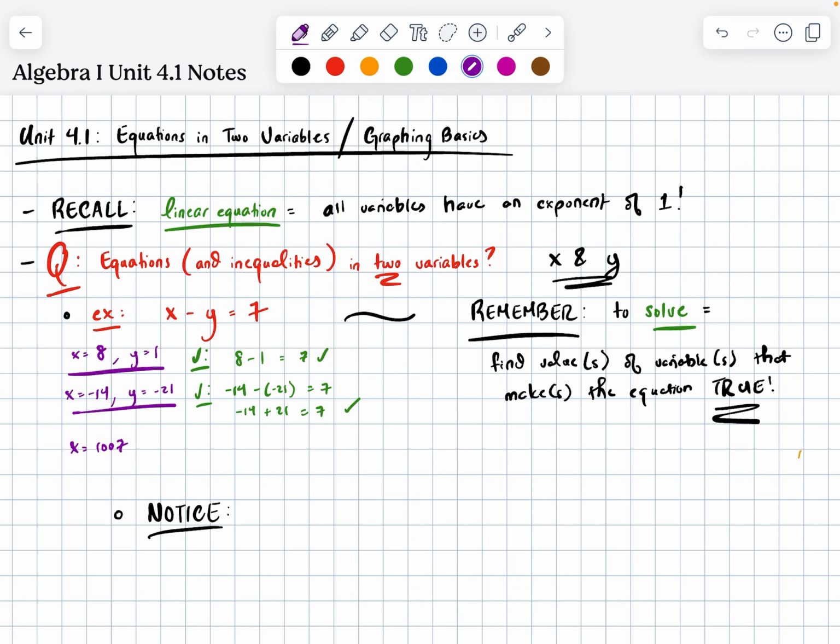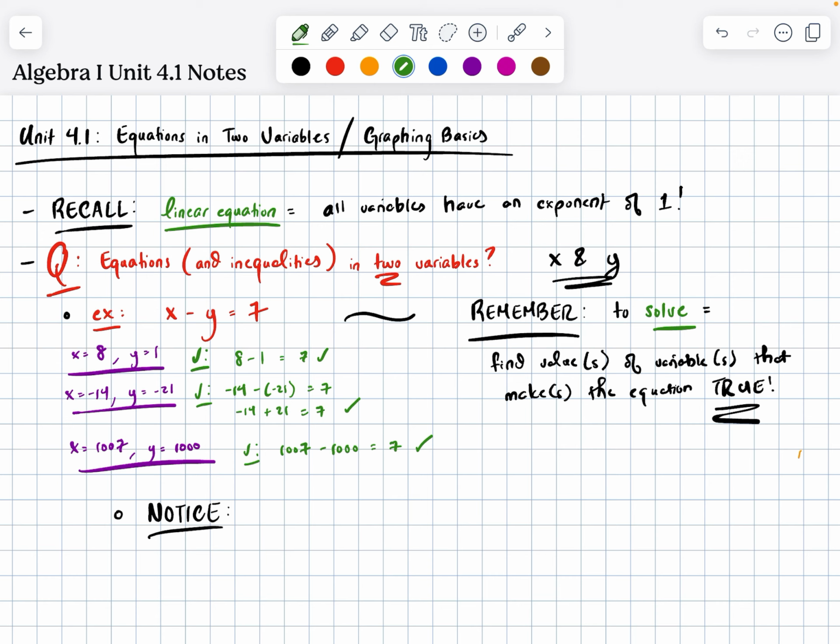And then I could get even really weirder with this, right? What if I took x equals 1,007 and y equals 1,000? Well, all I would need to do is substitute. Is 1,007 minus 1,000 equal to 7? Well, yes, this is absolutely a solution too. So I could find potentially infinitely many solutions to these equations.